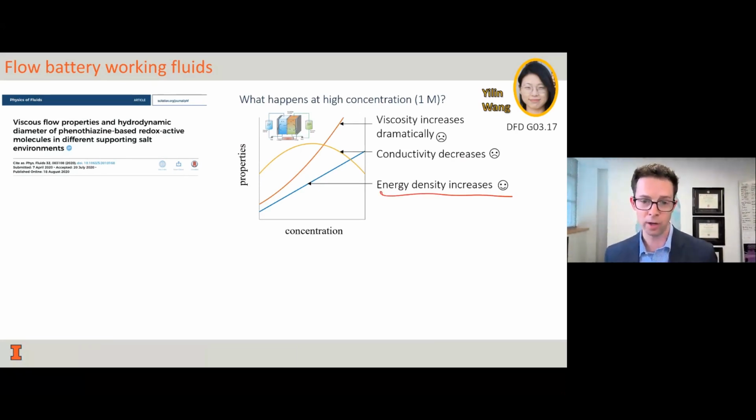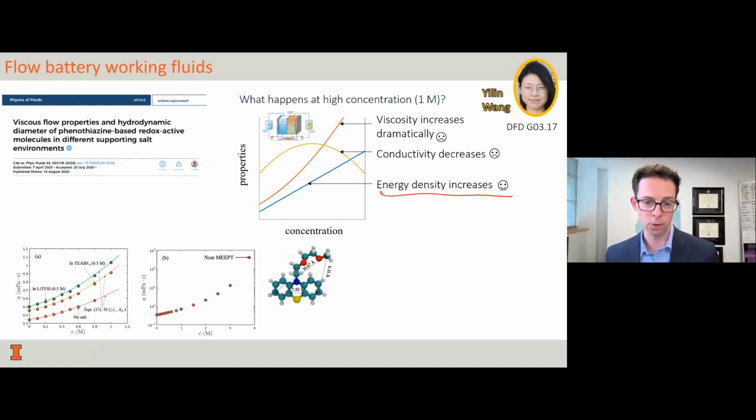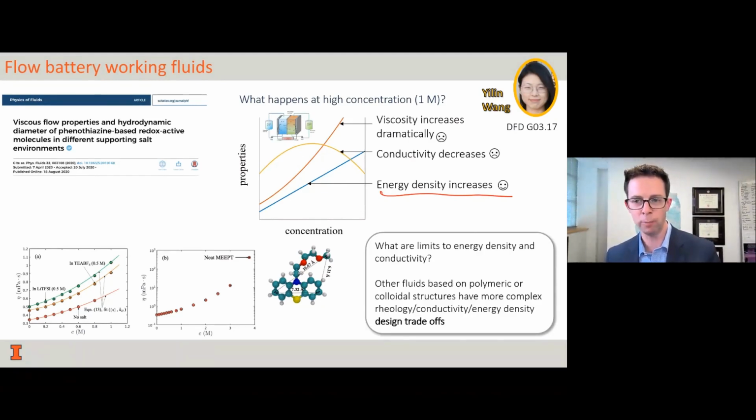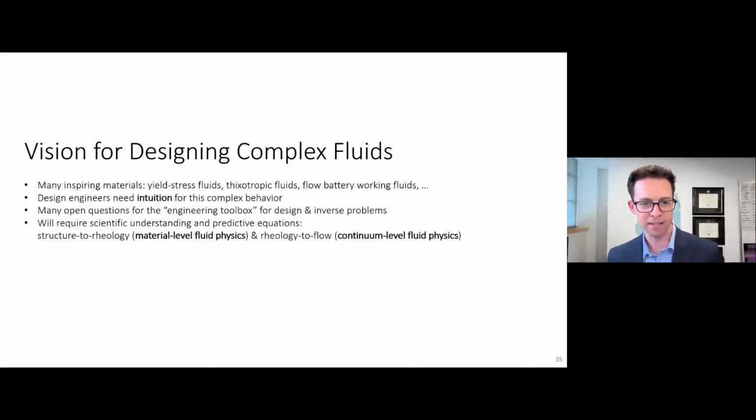So you want high concentrations of molecules that are electrochemically able to store energy, but you have to deal with this trade-off. And at what level can we have predictive models versus these other paradigm shifting approaches? So I point you to her talk there if that sounds interesting.